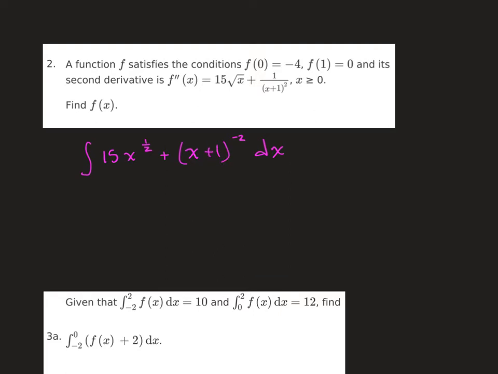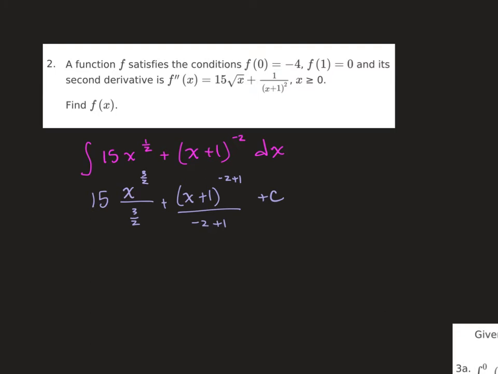So the antiderivative here is just going to be 15, and then x to the 1/2 gives us x to the 3/2 over 3/2, which we'll clean up in a second. And then this is just going to be (x plus 1) to the negative 2 plus 1, all over negative 2 plus 1. We'll add those together, plus c. Don't forget your plus c, because that's actually one of the reasons that we needed 2 of these.